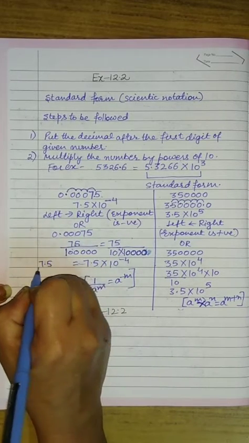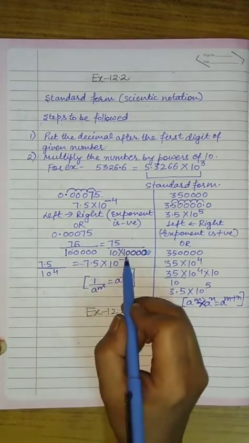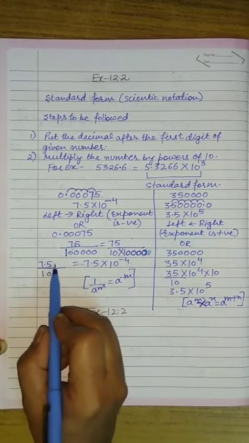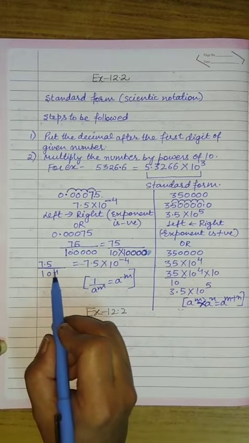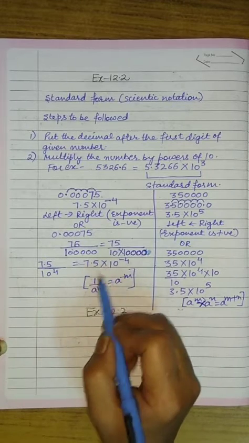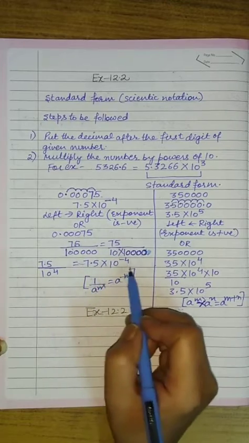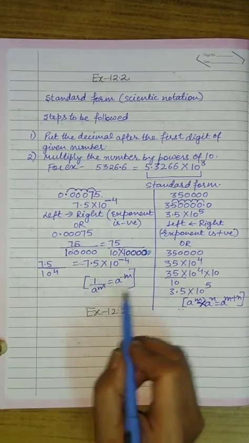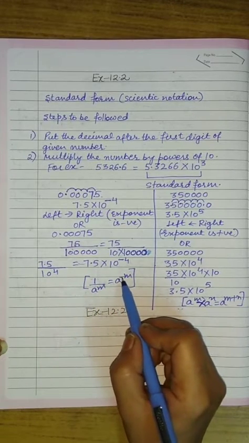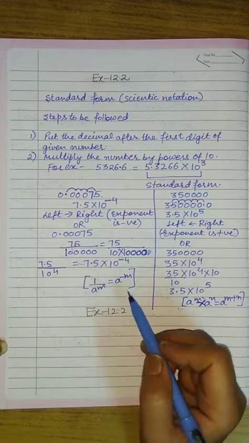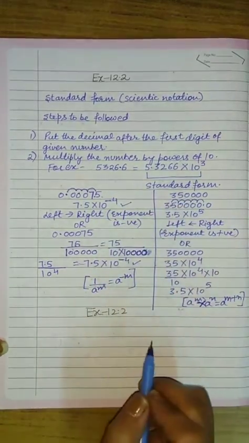7.5 upon 10 raised to power 4. 4 zeros are there, so I will write it as 7.5 upon 10 raised to power 4. So when I shift this exponent, I will write the reciprocal of this exponent. Then I got 7.5 into 10 raised to power minus 4. By using the law of exponent, 1 upon a raised to power m is equal to a raised to power minus m. So I got the same result which I showed you in the other method.